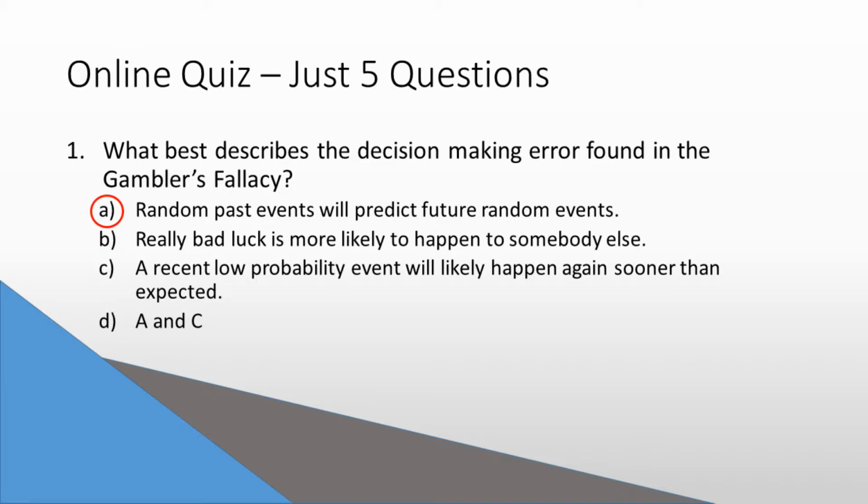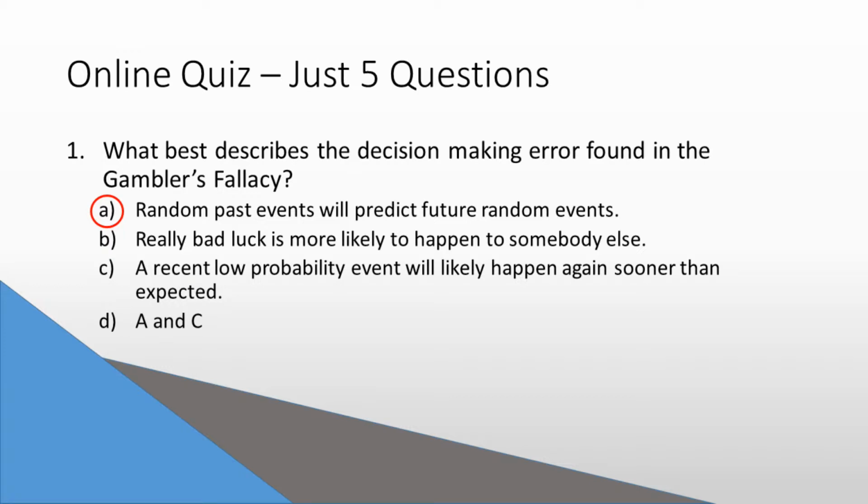So if a coin was flipped 9 times, it came heads each time, you might think that the next coin flip would be tails, or more likely to be tails. However, every individual coin flip is in itself its own event, and that does not affect any other coin flip events. Number 2, really bad luck is more likely to happen to somebody else.